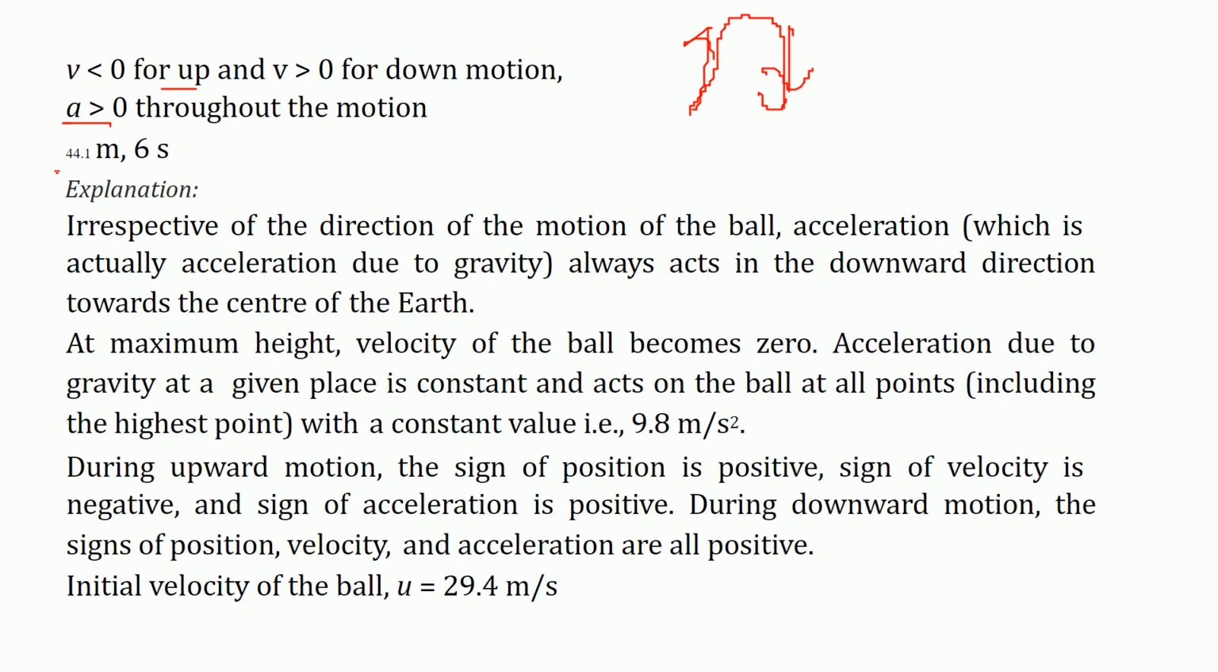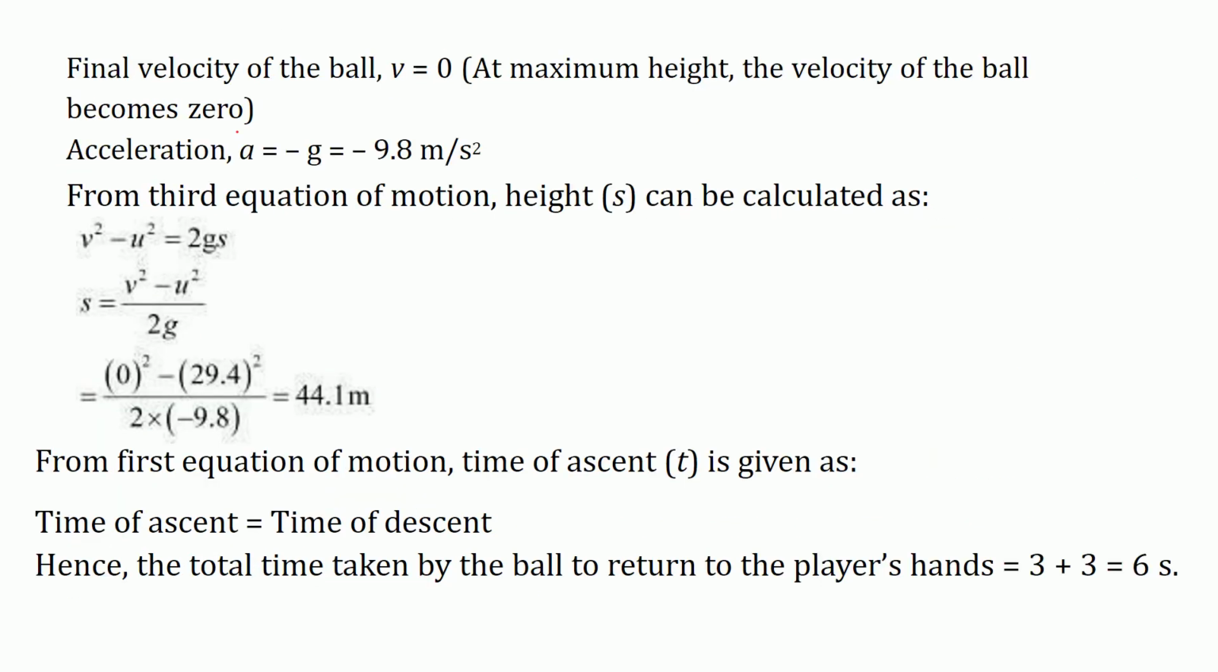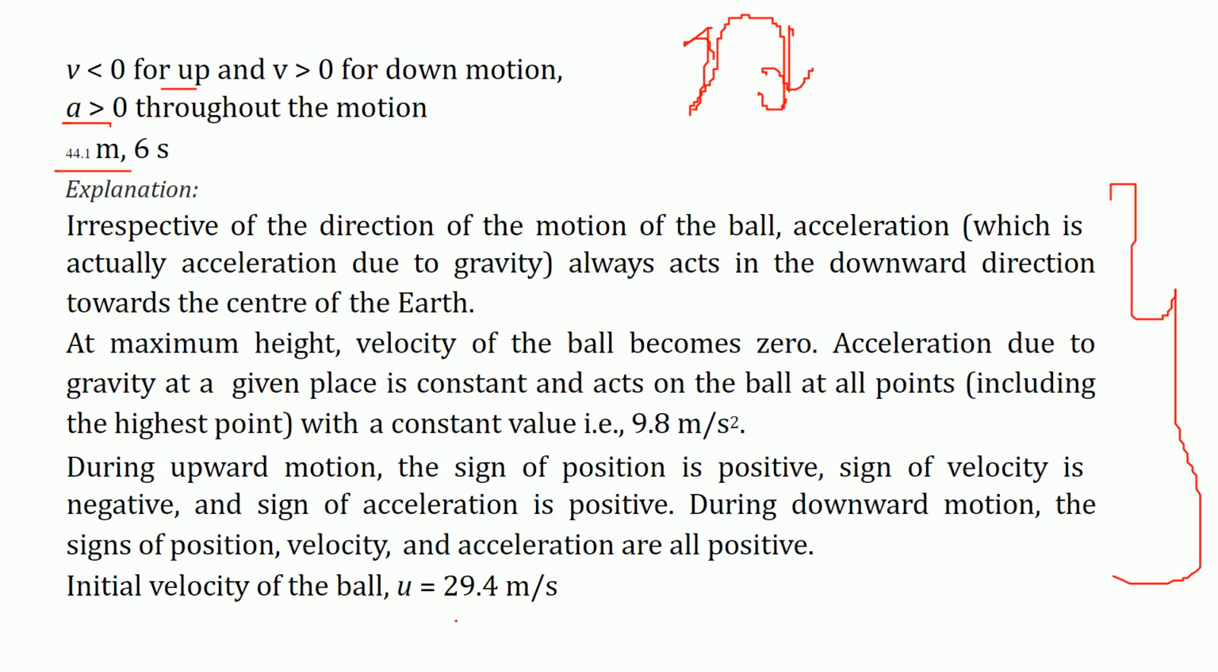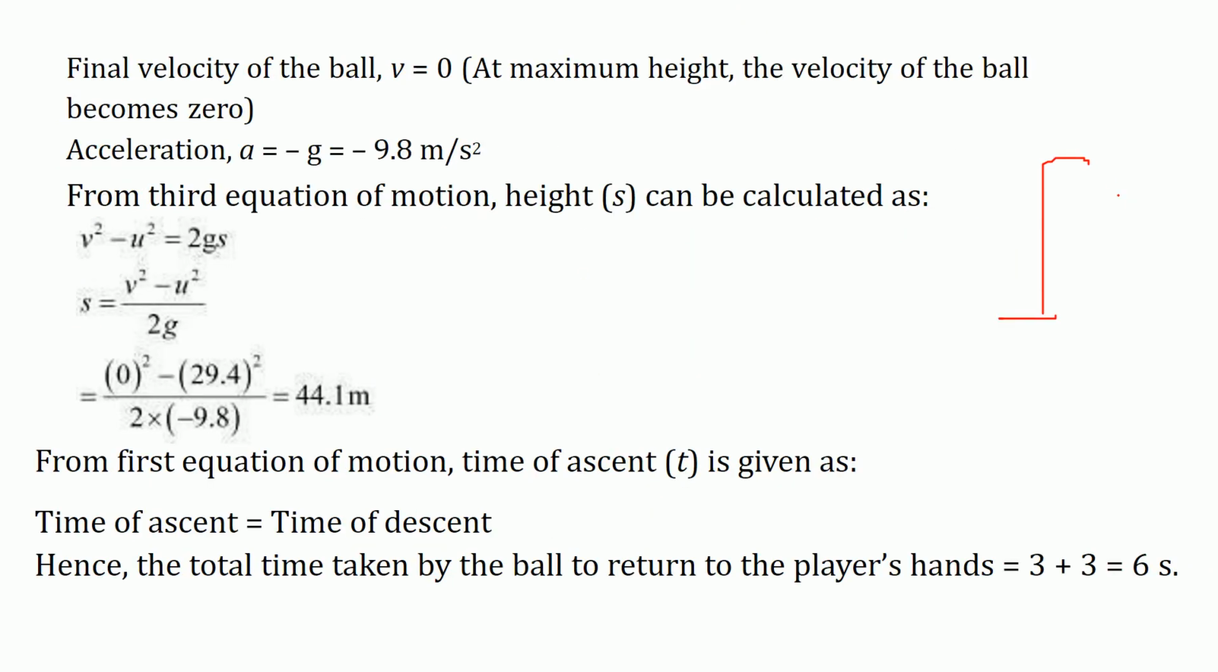And what is this? This is the time. I'll show you how it comes. So this is all the discussion which I just told you. Let us come to the computation part. So when it goes up, the initial velocity is given as 29.4 meter per second. Final velocity has to be 0 because it is going to stop. The acceleration is, because it is always in the downward direction, minus g. It is minus 9.8 meter per second square.